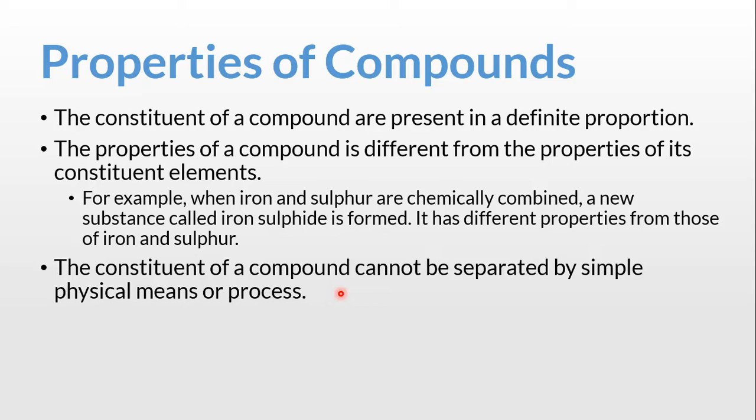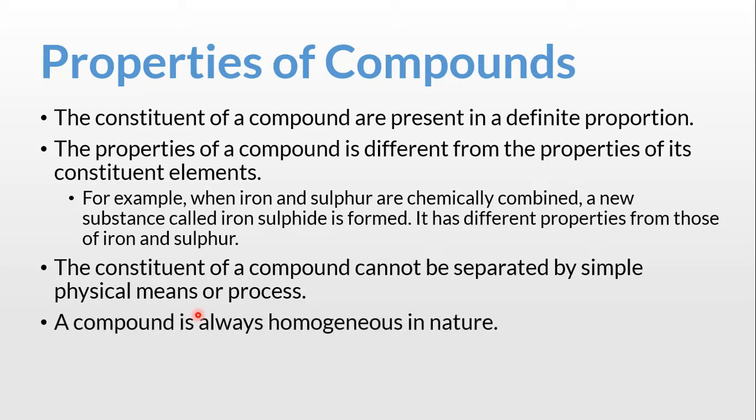Also, the constituents of a compound cannot be separated by simple physical means or process. Yes, if we want to separate the constituents of a compound, we need to go by a chemical means. Physical means, I'm sorry, won't work. Yes, and a compound is always homogeneous in nature. It's uniform. A compound is always uniform in nature.